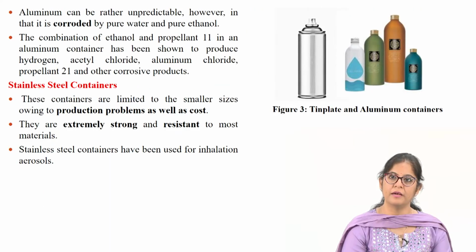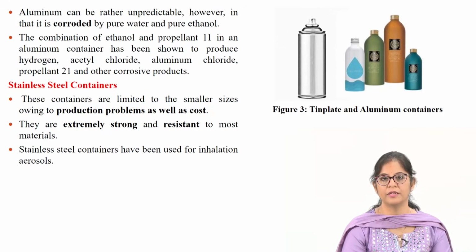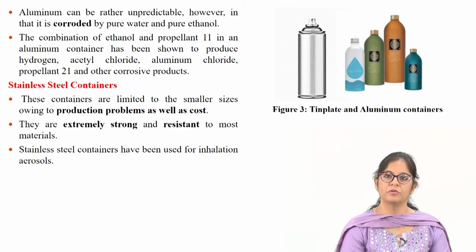Aluminium can be rather unpredictable, however, in that it is corroded by pure water and pure ethanol. The combination of ethanol and propellant 11 in an aluminium container has been shown to produce hydrogen, acetyl chloride, aluminium chloride, propellant 21 and other corrosive products.